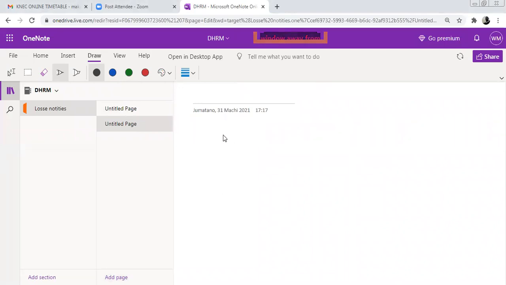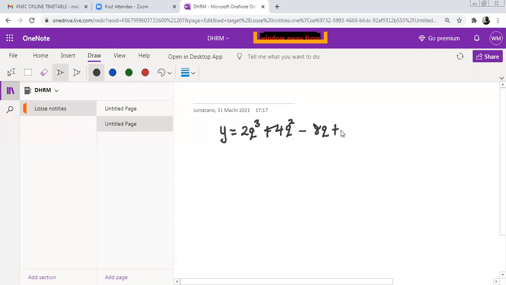But remember, you can be told maybe y is equals to 2q cubed plus 4q squared minus 8q plus maybe 15. This one is plus, don't mistake it. So if you are differentiating, obviously it's going to be dy over dq.